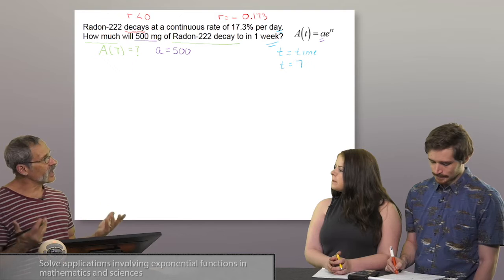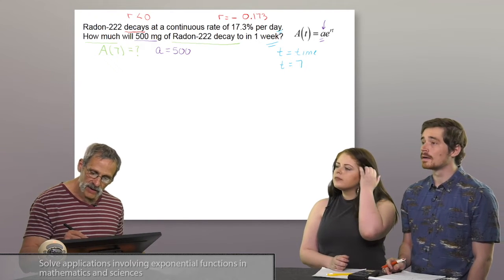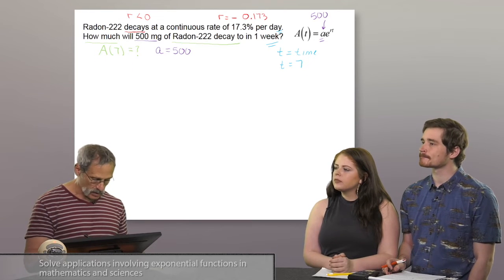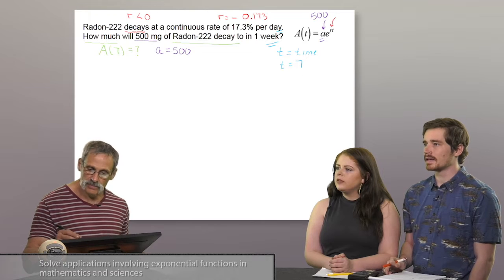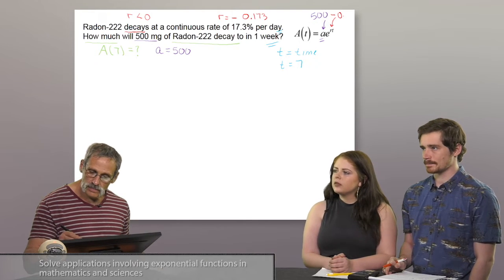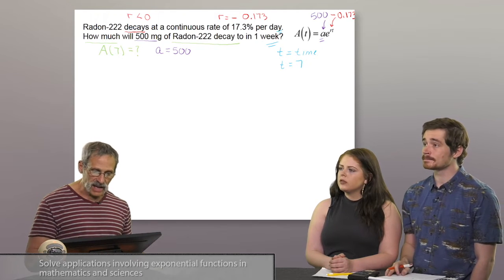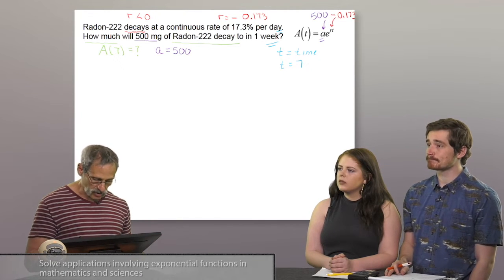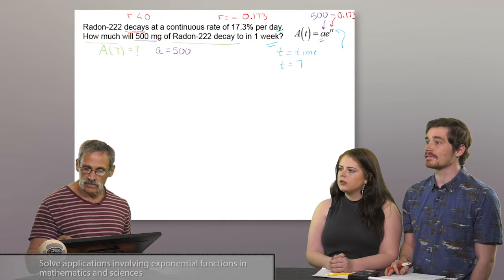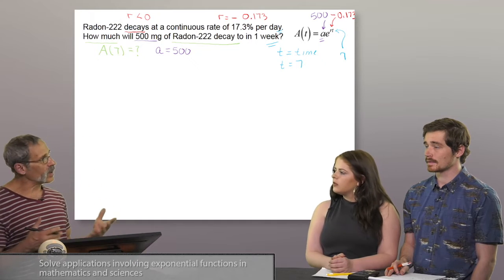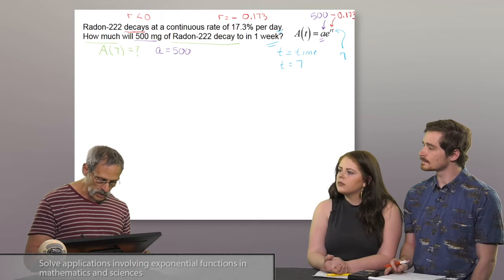Now we have enough information to answer the question. We're going to substitute in a 500 right here. For r, we're going to substitute in negative 0.173. Very, very good. And for my time, I'm going to substitute in a 7. Beautiful. You can almost see the equation. And my response is, okay, well, hold on.